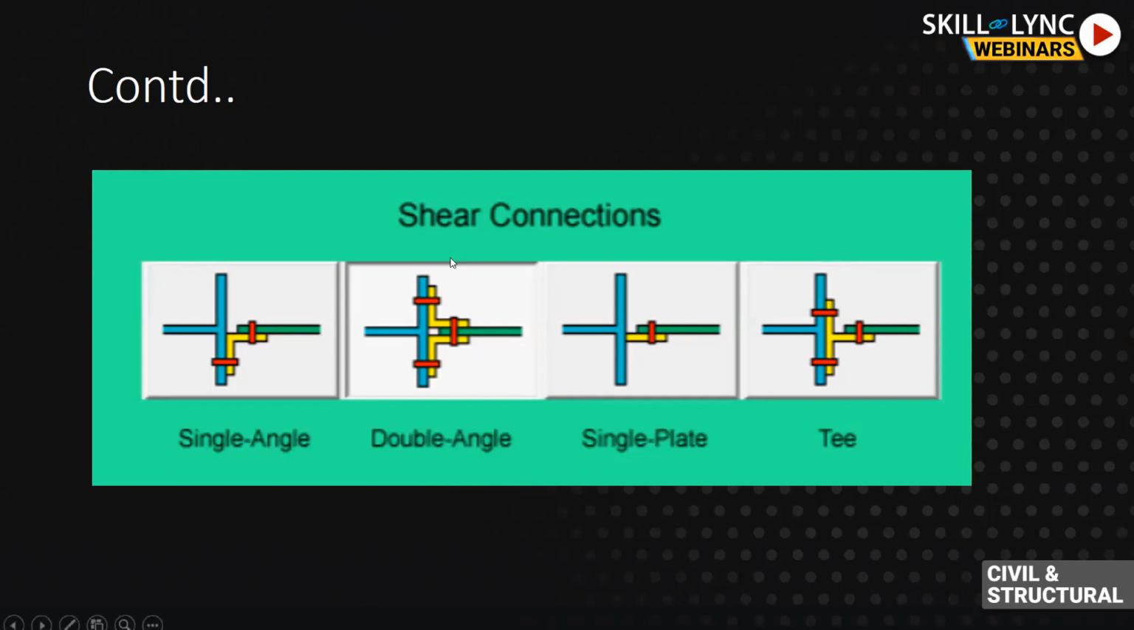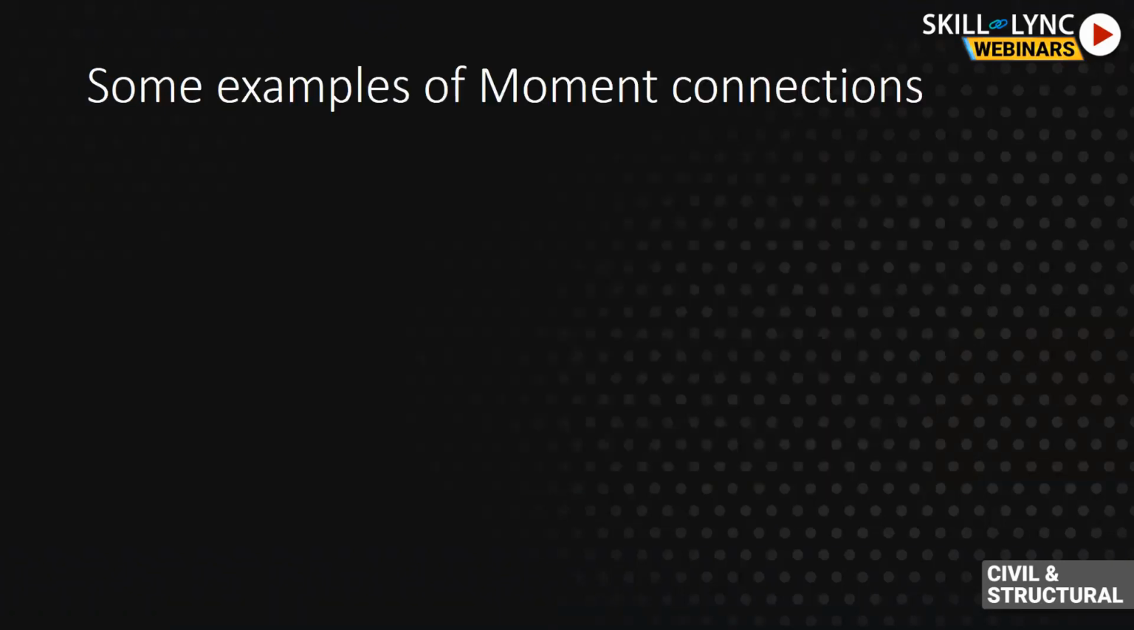And the last type is not very widely used, but this has been kept here just to give you an idea that you can be creative when you design the connection. You can use different sorts of connecting elements here. So a T shape has been used, which acts similar to a double angle connection. Let us take a look at the moment connections.